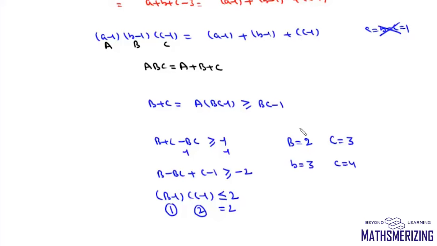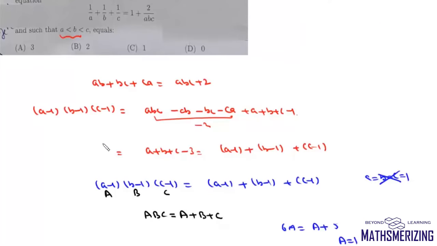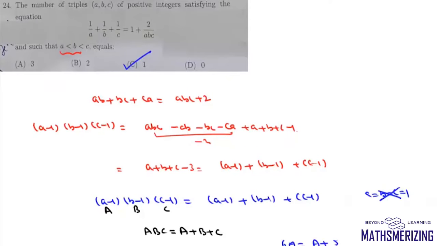Now if we put the value of B and C here, we'll get 6A, and this is equal to A plus B plus C, which is 5. So the value of A will be 1, and if A is 1, the value of small a will be 2. So the only possible solution to this equation in case A, B, C are unequal is 2, 3 and 4, and that's your option C. I think this problem is probably a Bangladesh Regional Olympiad problem.